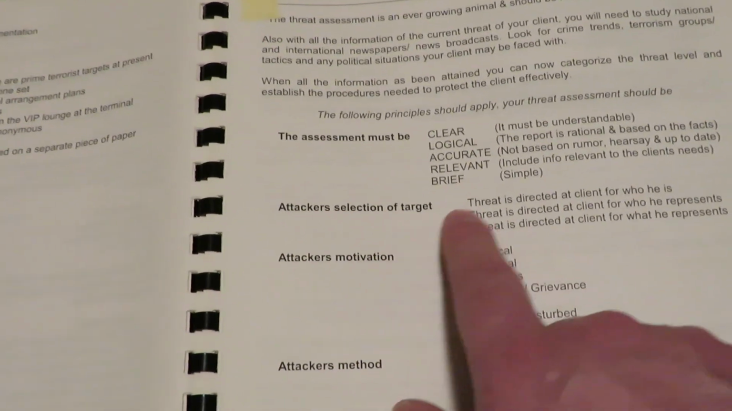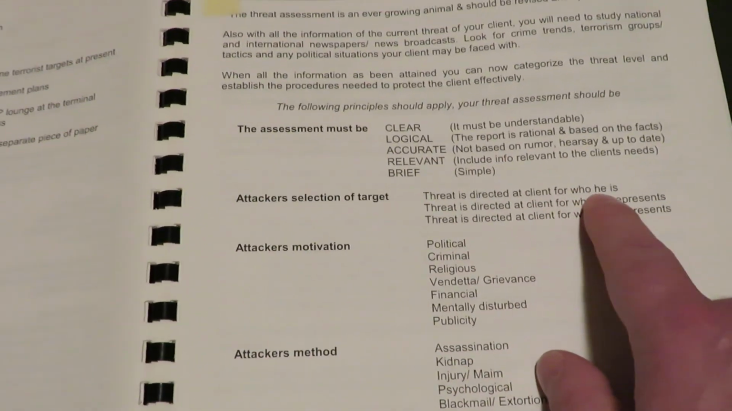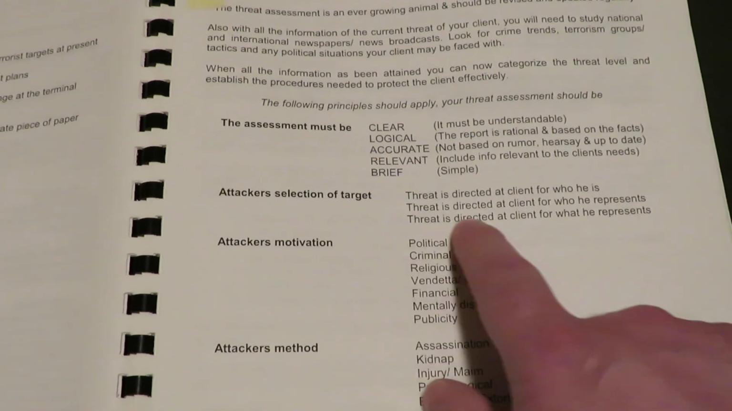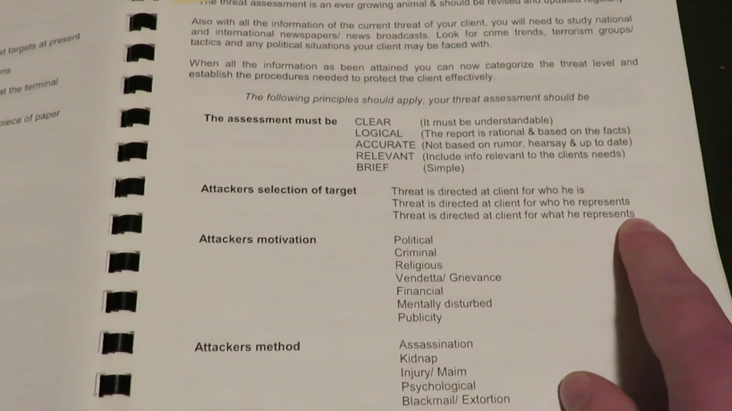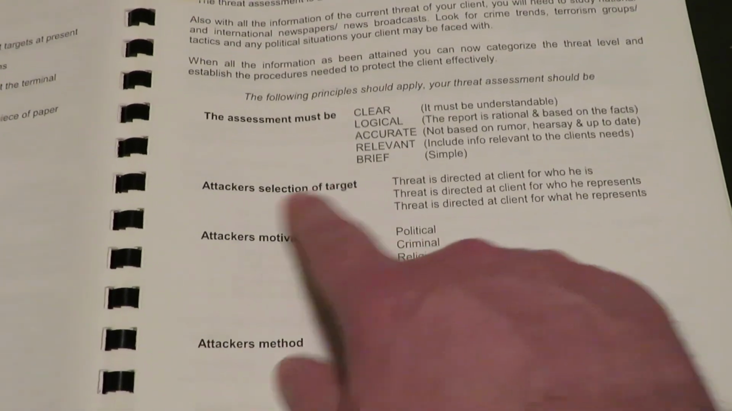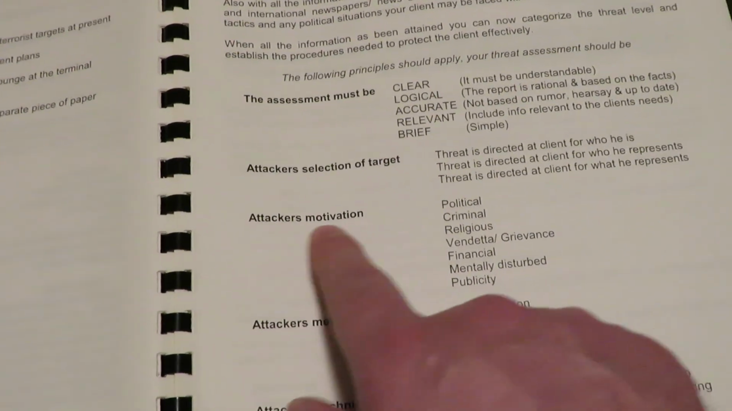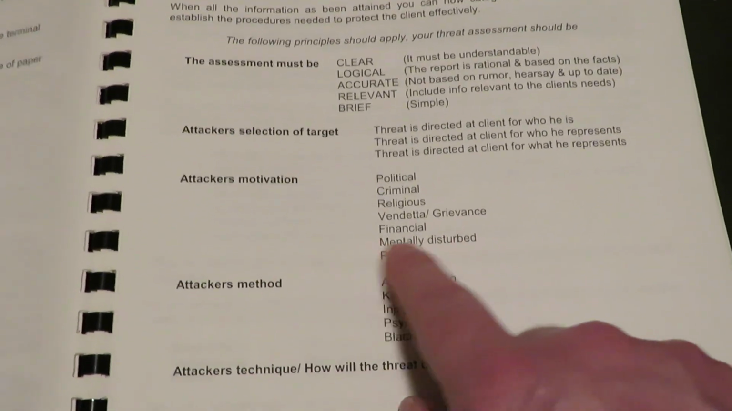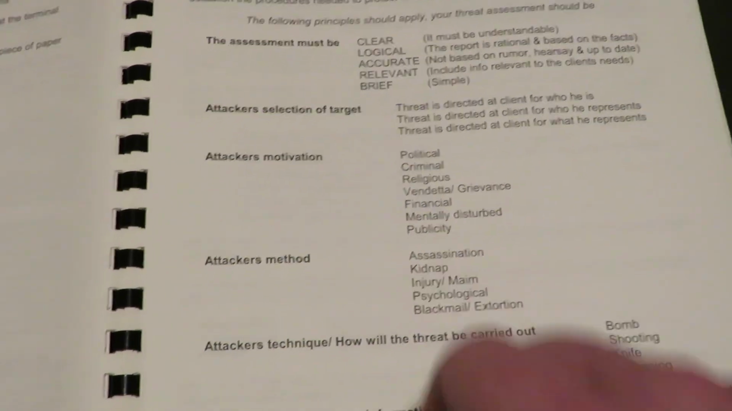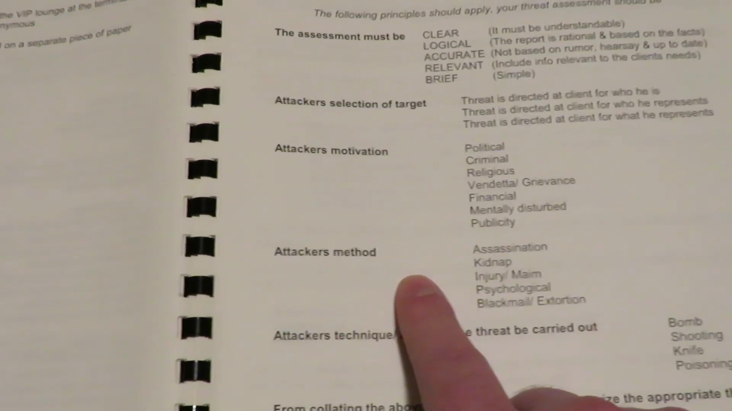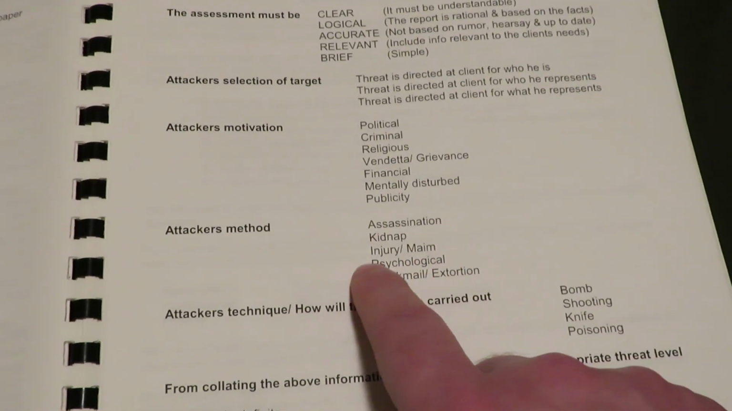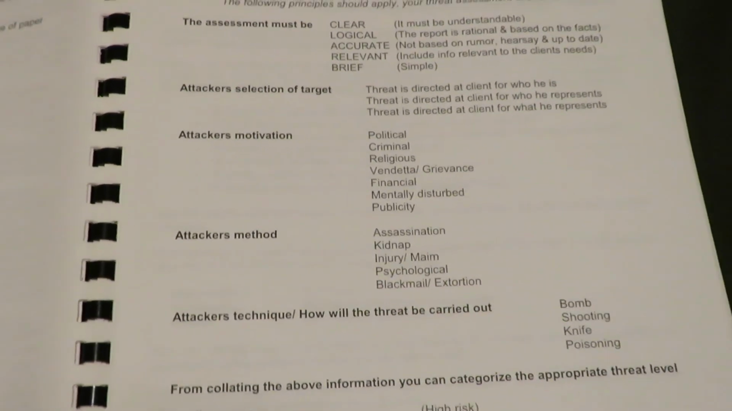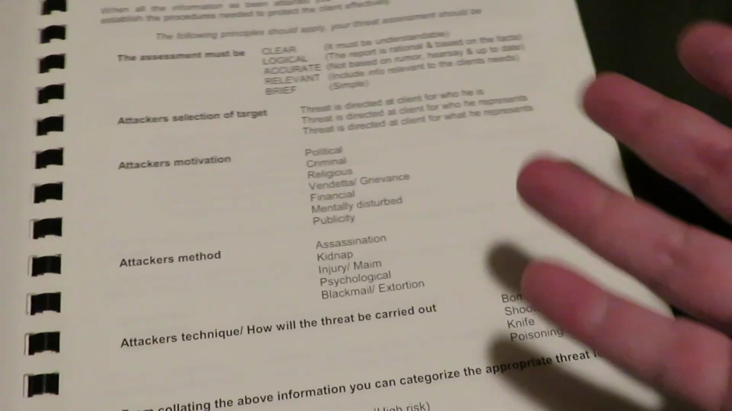Attackers, selection of target. Threat is directed at client for who he is. Threat is directed at client for who he represents. Threat is directed at client for what he represents. Okay, rationale there. Attacker's motivation: political, criminal, religious, vendetta or grievance, financial, mentally disturbed, or publicity. Attacker's methods can be assassination, kidnapping, injury or maiming, psychological, and blackmail and extortion. Also general espionage.